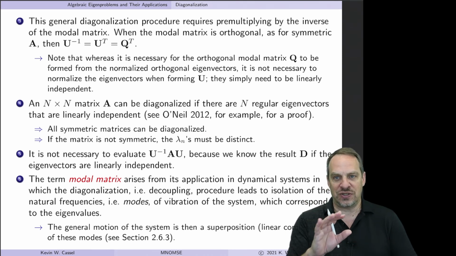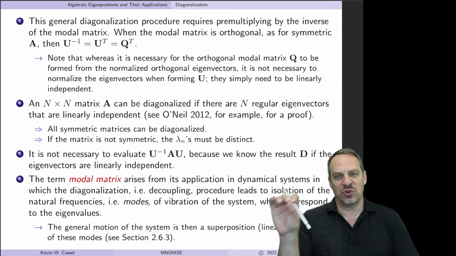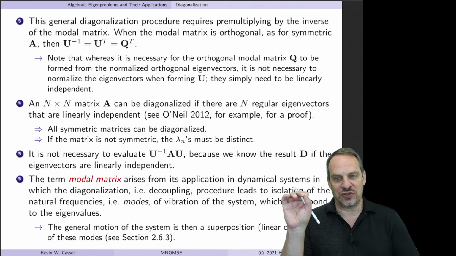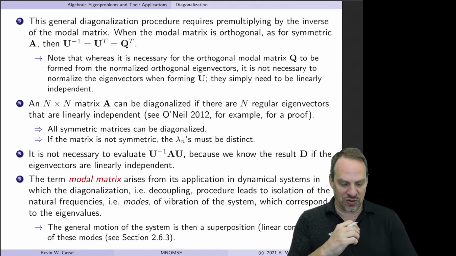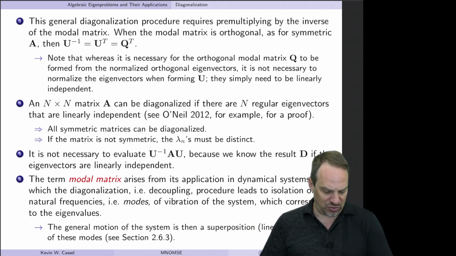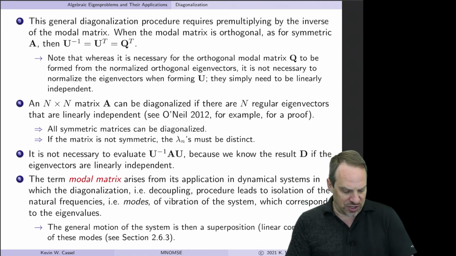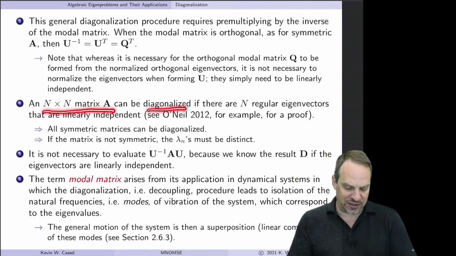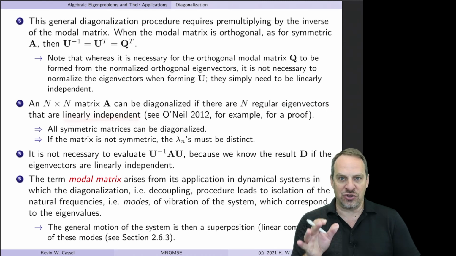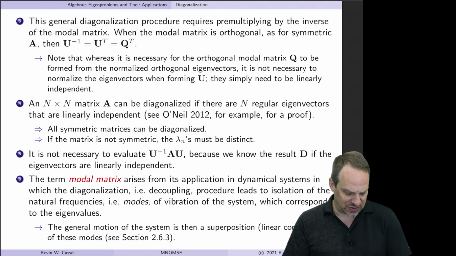So everything is consistent, and again, as I keep saying, the real symmetric case then, the Q transpose times A times Q, is just a special case of this more general diagonalization procedure. It is possible to prove this, that the n by n matrix A can be diagonalized in this way when there are n regular eigenvectors that are linearly independent. I'm not going to do that proof, but that proof does exist.